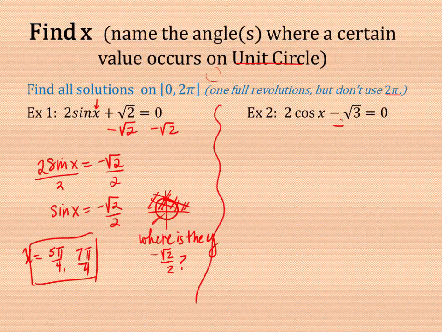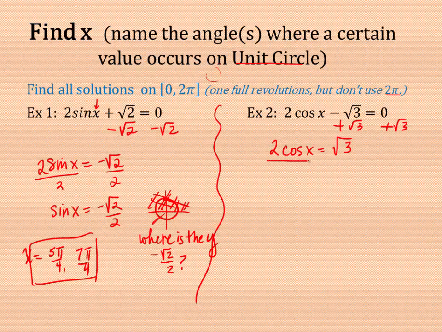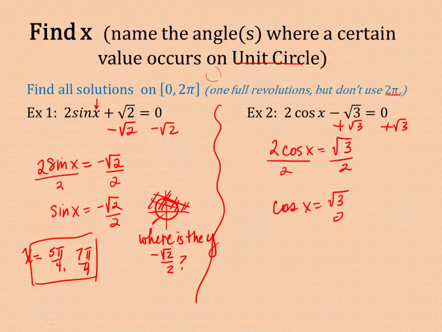Same idea. I'm going to add square root of 3 to both sides. 2 cosine x equals the square root of 3. Divide by 2. Cosine x equals the positive square root of 3 over 2. Okay, again, you're asking, where is the cosine square root of 3 over 2? Well, remember, cosine is x. So where are the x values positive square root of 3 over 2? So for x values to be positive, that means I'm in either quadrant 1 or quadrant 4, right?